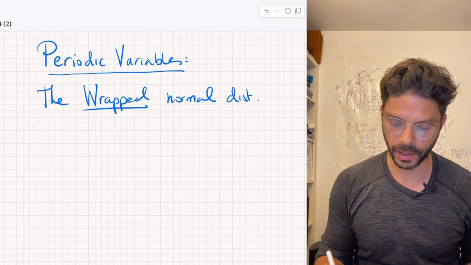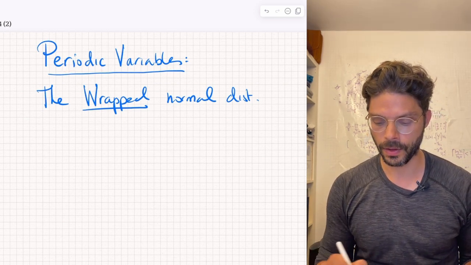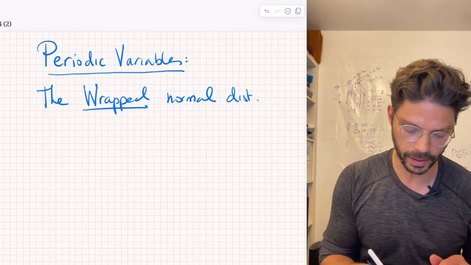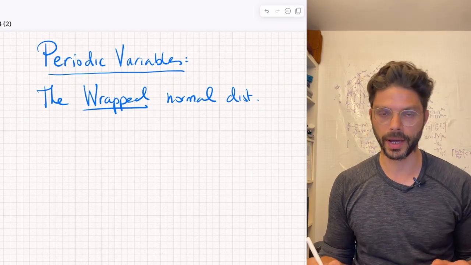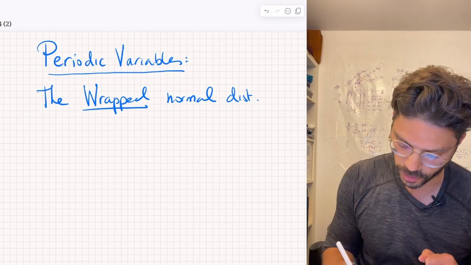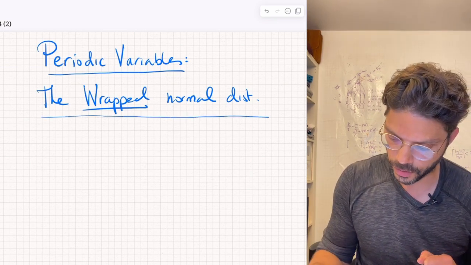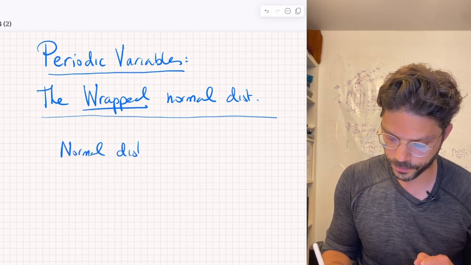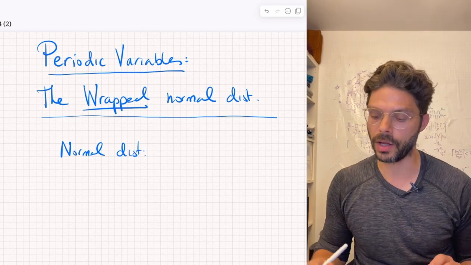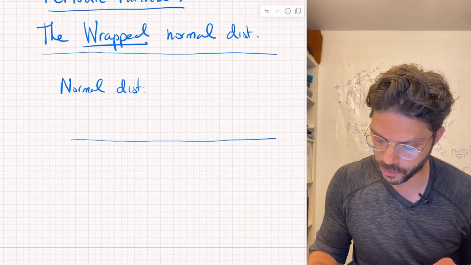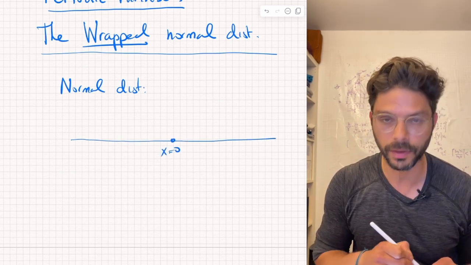Okay, so what we're going to be talking about is periodic variables and what's called a wrapped normal distribution. So what's that going to be all about? Well, the idea is that we already know how to work with normal distributions, right? So here's a normal distribution. Without loss of generality, let's have it mean 0. So here is x equals 0.